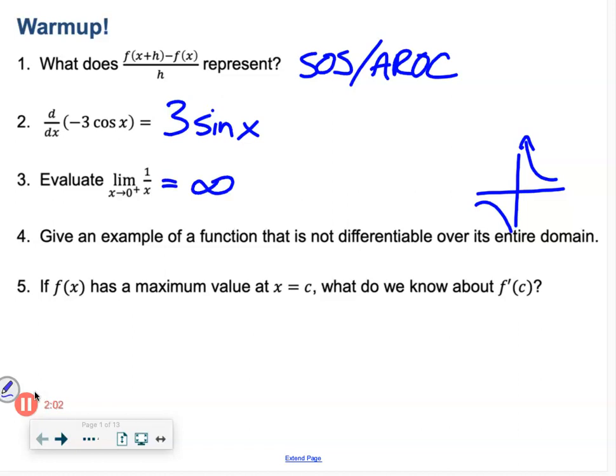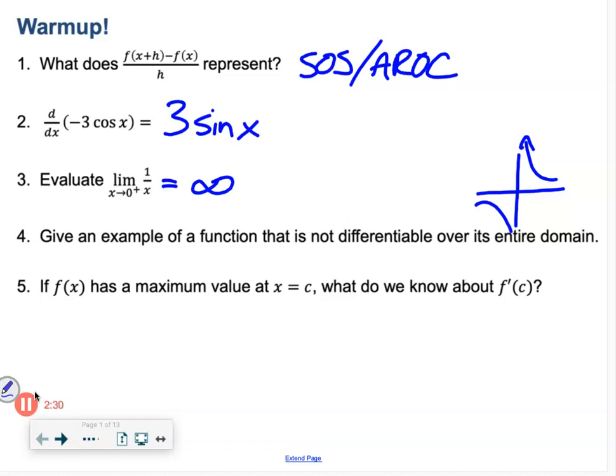We have some great answers for number 4. I don't think I had a single group in my first period who got number 4 correct. And here we have a lot of correct answers. We have some incorrect answers, but we have a lot of correct answers. So the question is, give an example of a function that is not differentiable over its entire domain.